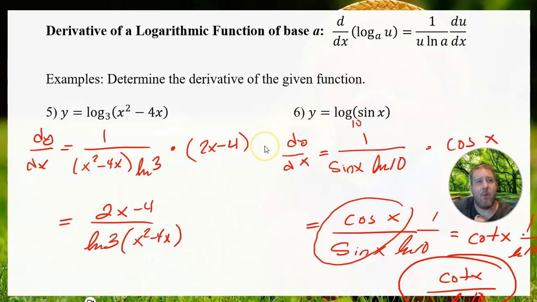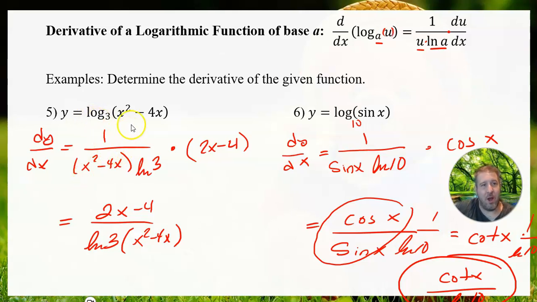All right, now we've got the derivative of a logarithmic function. Once again, just need to memorize this. So log base a of u. A could be any number, u could be any number. So it's always going to be 1 over the argument times natural log of a, the base, multiply that by the chain rule, basically. Multiply that by the derivative of whatever the argument is.